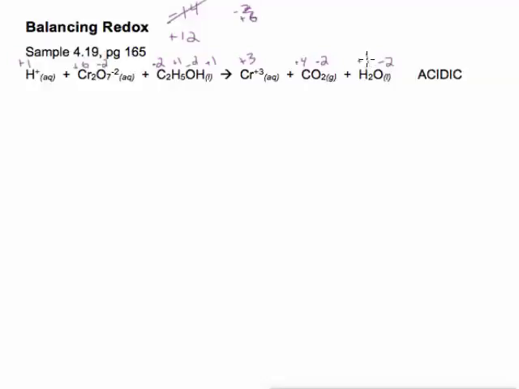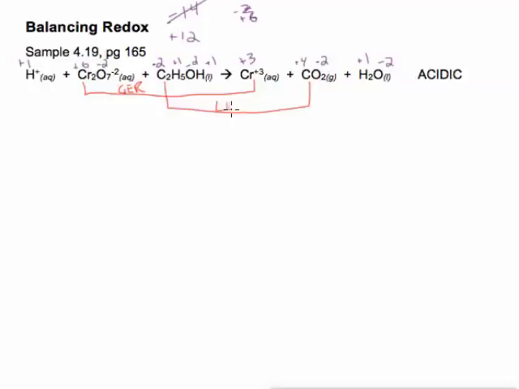Now let's identify oxidation and reduction. Our chromium over here is going from +6 to +3. That means it has to be gaining electrons. So let's remember, LEO the lion says GER. So that is our reduction reaction. Our carbon is going from -2 to +4. That means it's losing 6 electrons. So here's our LEO, our oxidation.